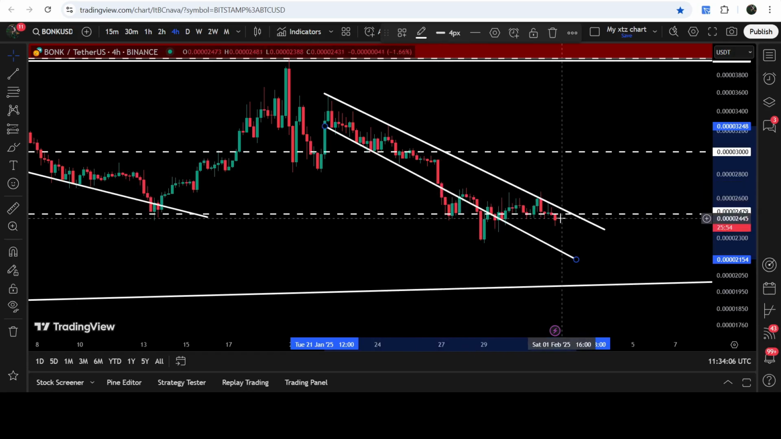But you can see that already here we broke down the support. Therefore, it is also possible that the price line may again move more down than the support and test this uptrend line, a very long-term uptrend line support as well. That is approximately at $0.0002.